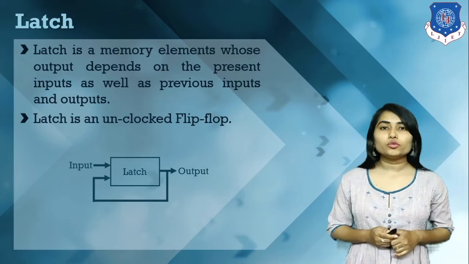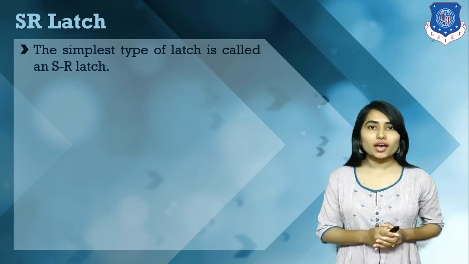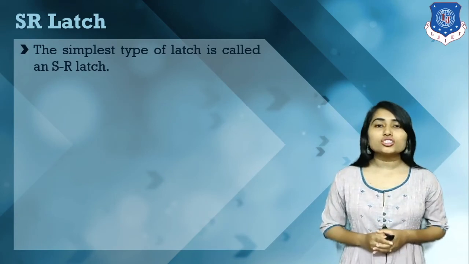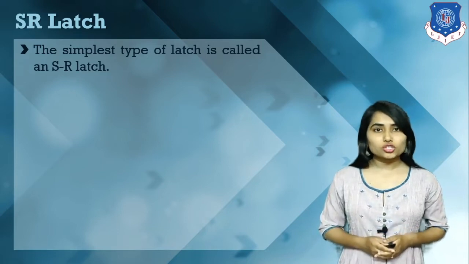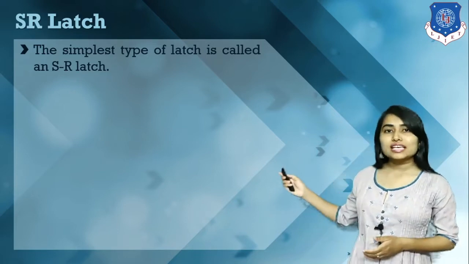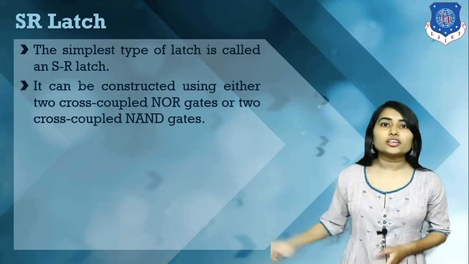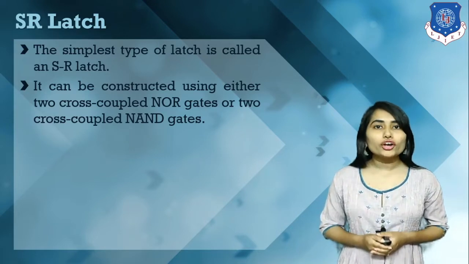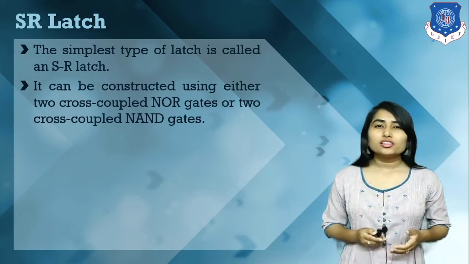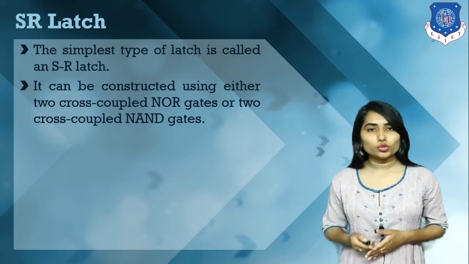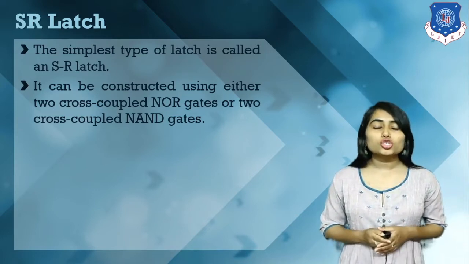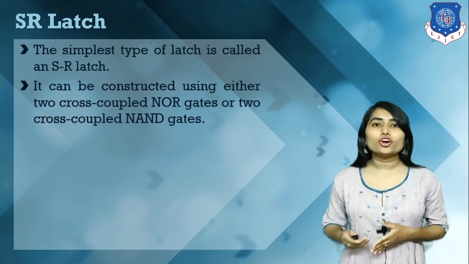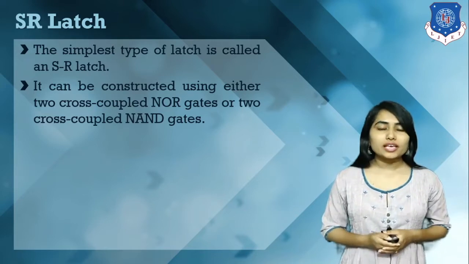So let's discuss various kinds of latch. First we have the SR latch. The SR latch is basically the simplest type of latch. Using this SR latch, we can store one bit of data. This SR latch is constructed using two cross-coupled NAND gates or two cross-coupled NOR gates. These NAND and NOR gates are universal gates. That's why using two cross-coupled NAND or NOR gates, we can implement this SR latch.